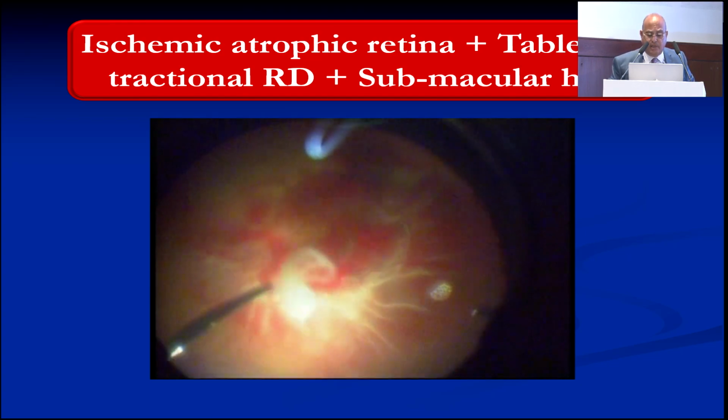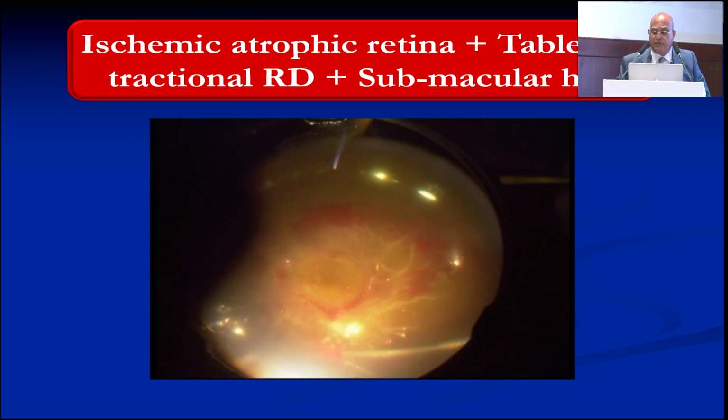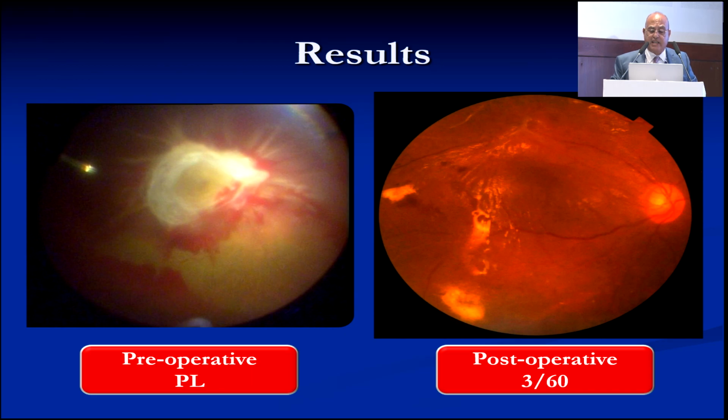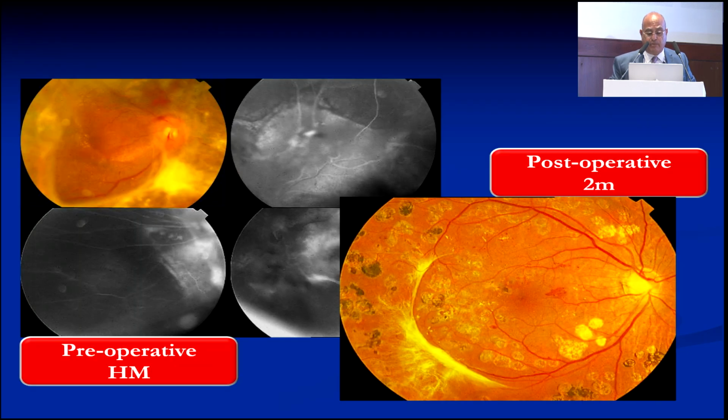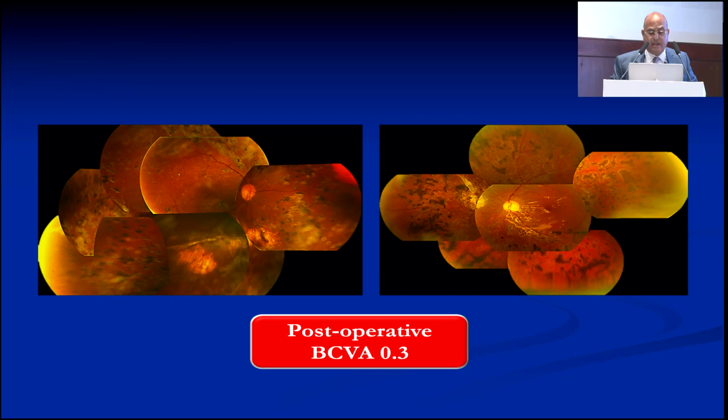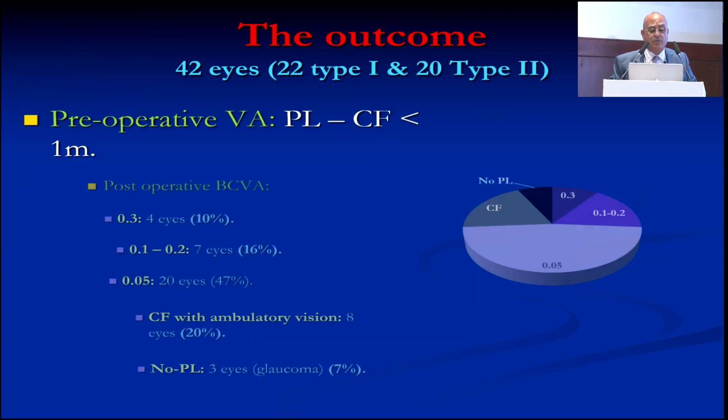We make a drainage retinotomy, remove the subretinal blood, and do the laser. This is the case before surgery, and after surgery, again, the man could regain 360 vision, which is good ambulatory vision. These are some cases of the same technique. I have tens of them.